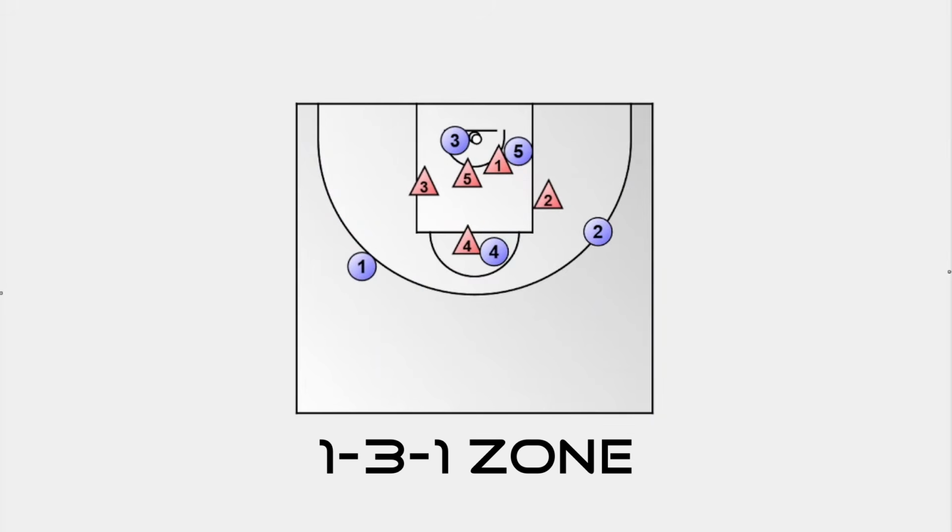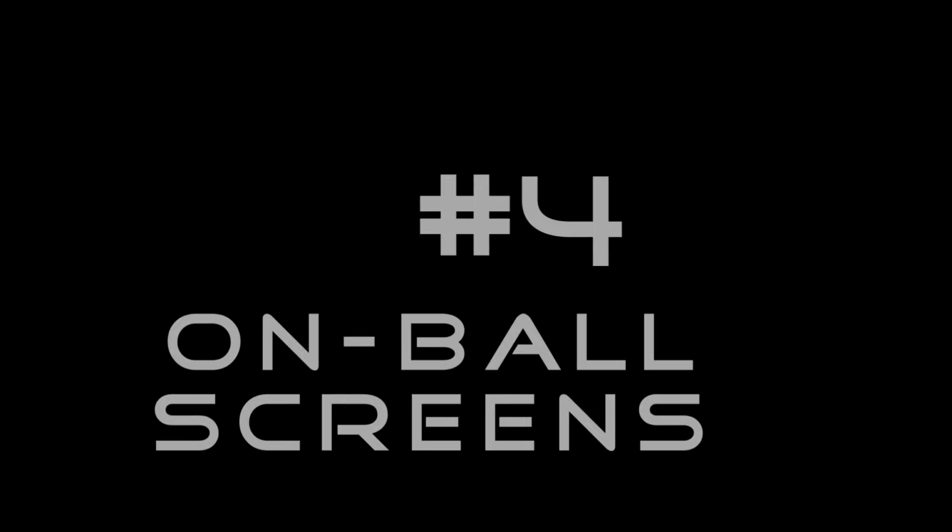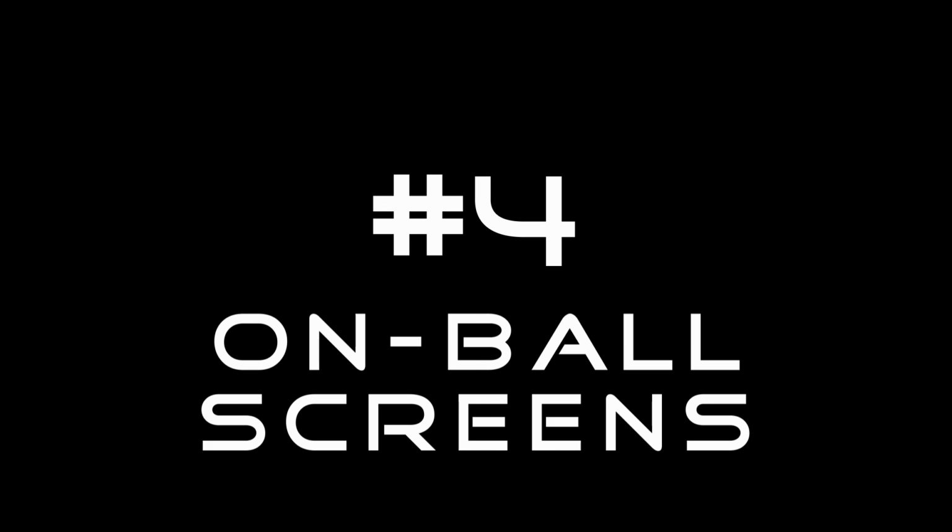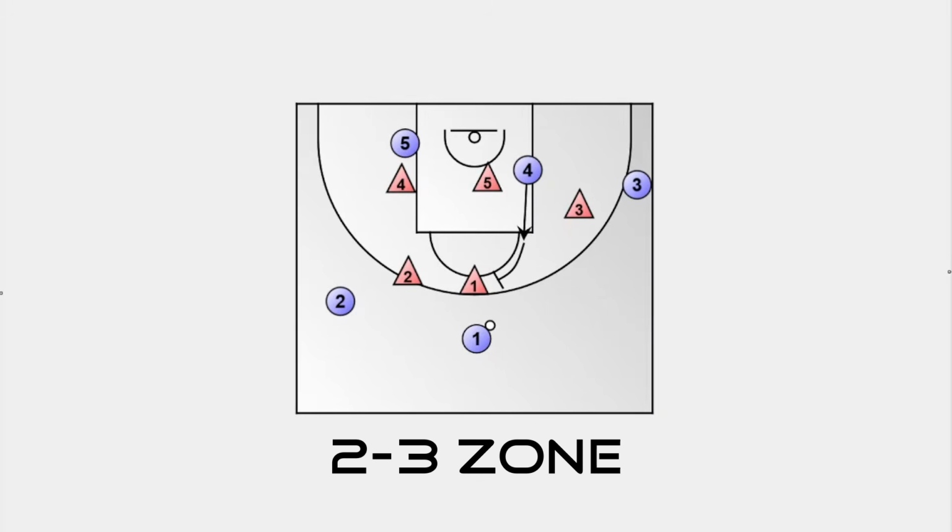The next 2 tips show why it is so important to have a player on the high post. The first tip is on-ball screens. If the high post does not receive a pass, the player can move on to set an on-ball screen to stretch the defense and get the defenders out of their assigned areas.